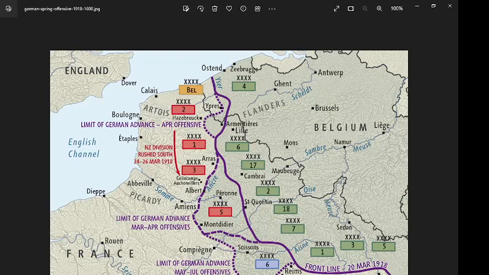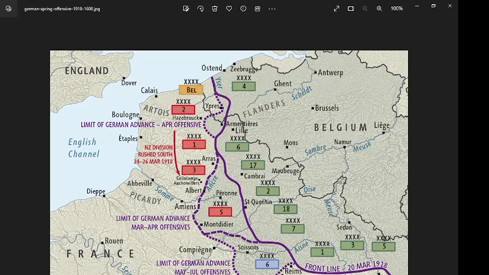So we're talking about the example from history that we're going to use. We're going to talk about the German Spring Offensive of 1918, sometimes called Kaiserschlacht, sometimes called the Ludendorff Offensive. So obviously 1918, Western Front of World War One. A little bit about the situation.